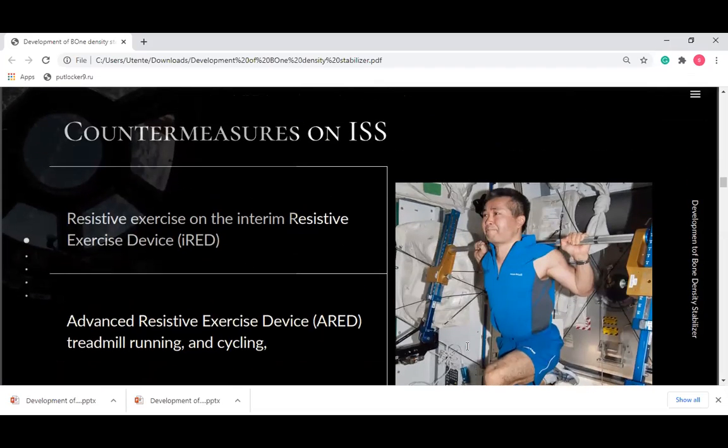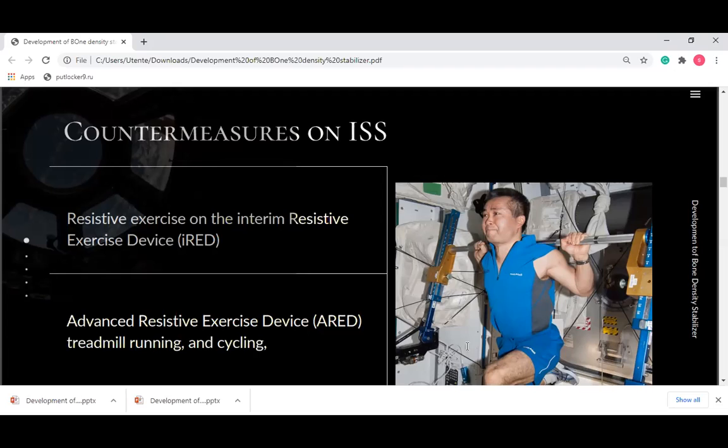There are two main measures by which we can avoid this kind of bone density problem. The first is resistive exercise, using an internal resistive exercise device, which astronauts use to do exercises. As the stress on the bone increases, the density increases. As there is low gravity, the bone density decreases. Due to the low gravity, osteoclasts act more than the osteoblasts. That means the bone-eating cells react more than the bone-forming cells.